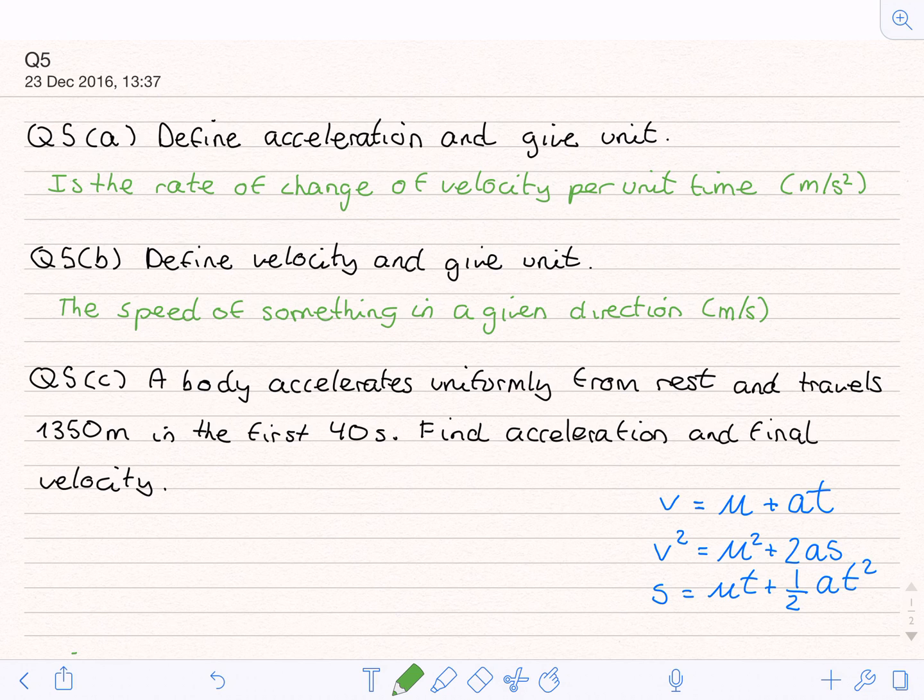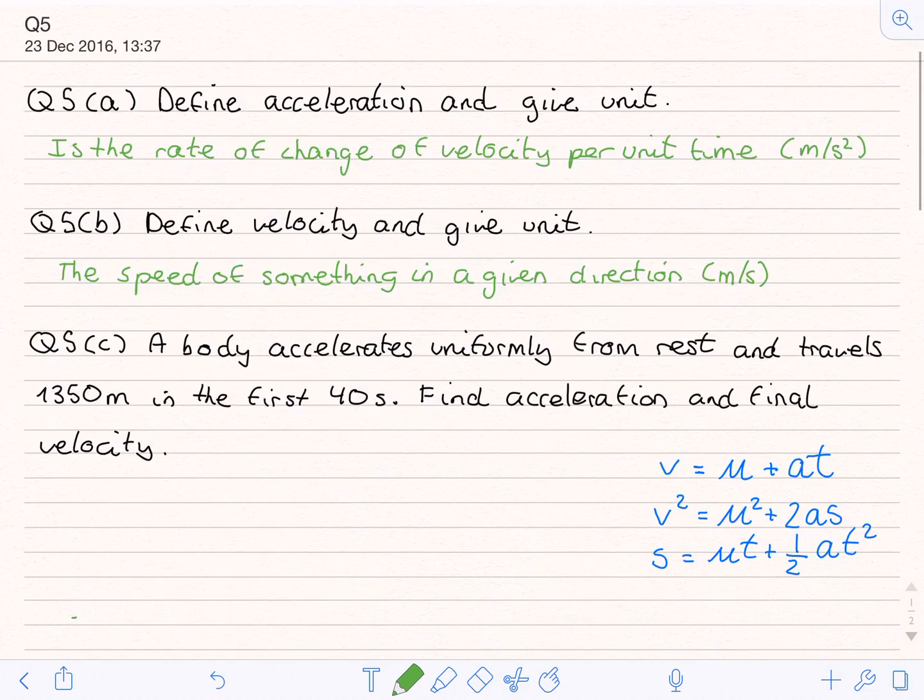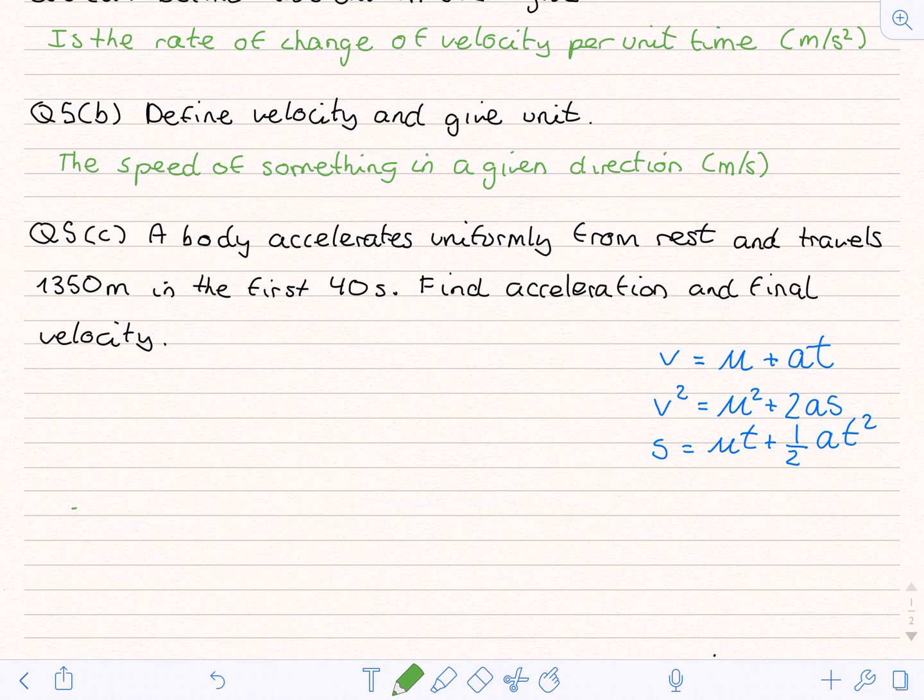Now that we know that, we can just start and do these questions, okay? I'm going to skip question A and B because they're just theory. So I'm going to go straight to C. It says, a body accelerates uniformly from rest and travels 1,350 meters in the first 40 seconds. Find the acceleration and final velocity, okay?